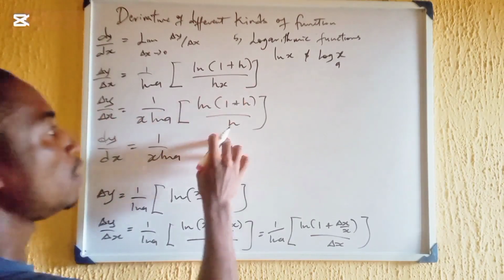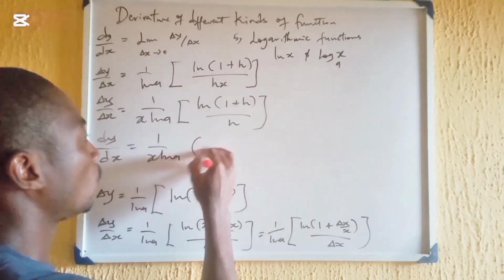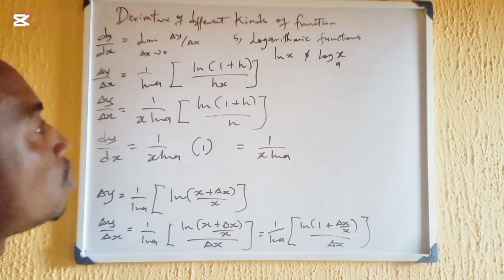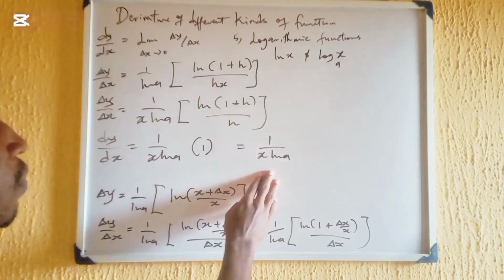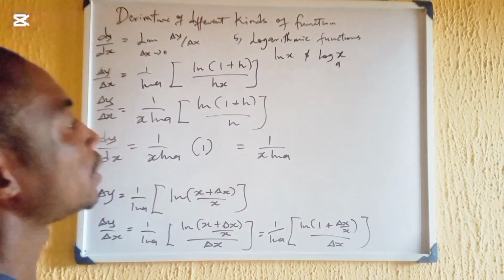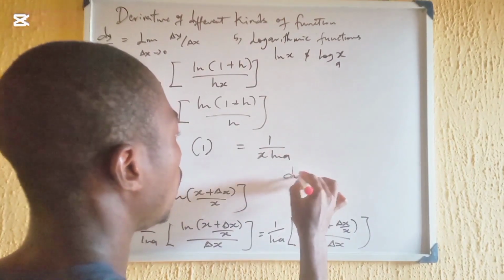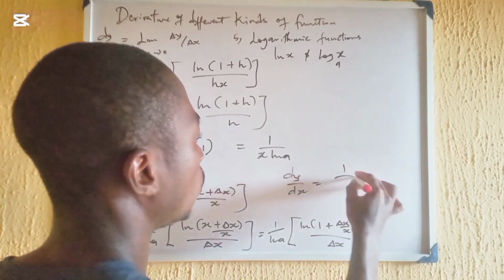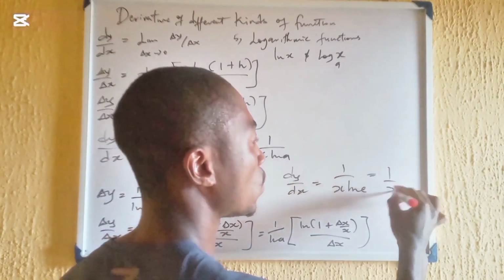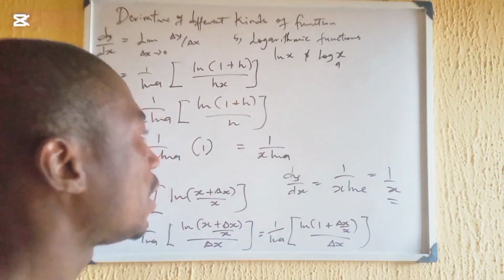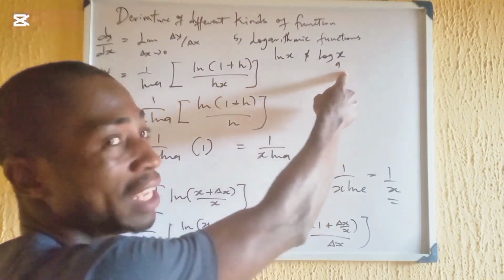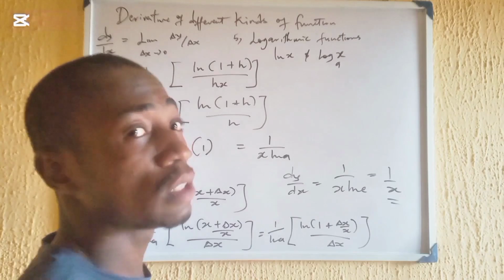Now, the limit of this guy as change in x tends to 0 will be 1. So that gives us 1/(x ln a). So for log of x base a, the derivative will be 1/(x ln a). Now, let's assume that a is e. So we're having that dy/dx is equal to 1/(x ln e). And ln e is 1. And that gives us 1 over what? x. So you can see that if a is e, we'll be having ln what? x. And the derivative of ln x is 1/x. So from here we got the same answer.